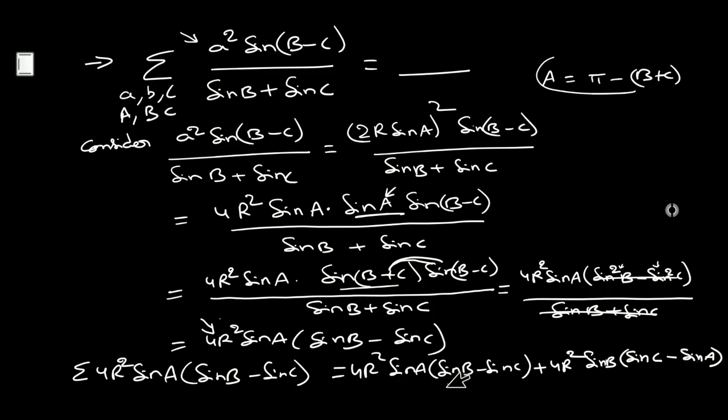I think it is very clear for you. Plus finally we will get 4r square sine C, into, here instead of C we have to write A, minus, after A, B will come, sine B. If you multiply all these, all will get cancelled, and you will get the answer as 0. So what is the final answer? It is 0. Once revise the solution.